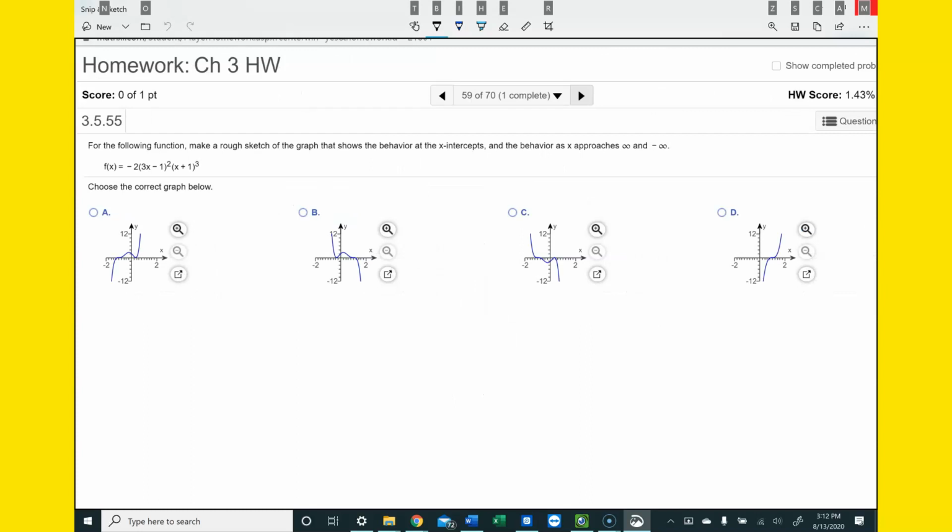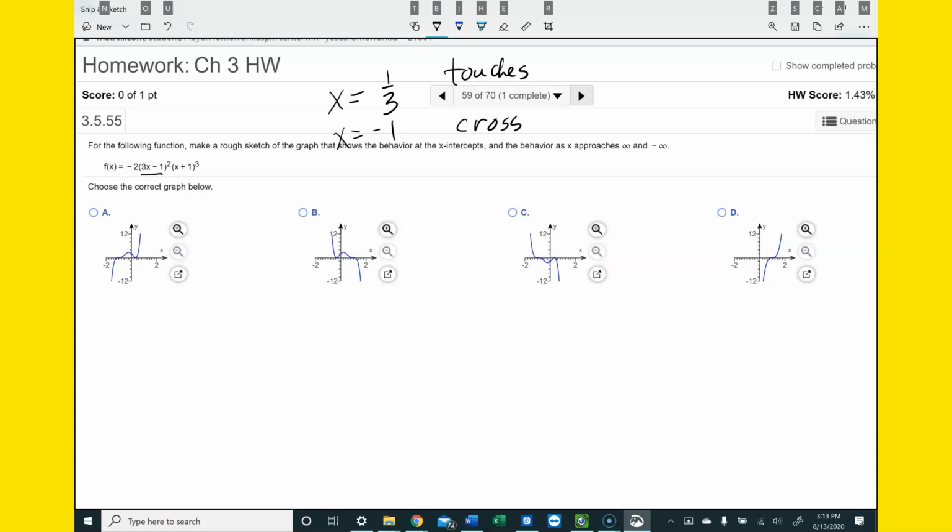All right, what about this one? Well, I'm going to have an x-intercept at positive 1/3 if I were to solve that one. And for that one, the multiplicity 2 means it touches at 1/3. And I'm also going to have an x-intercept at negative 1. That's multiplicity 3, so it's going to cross at negative 1.